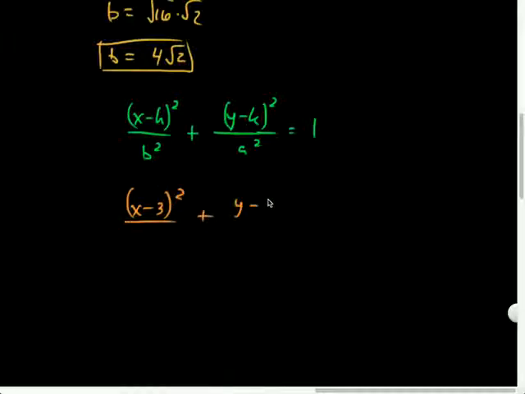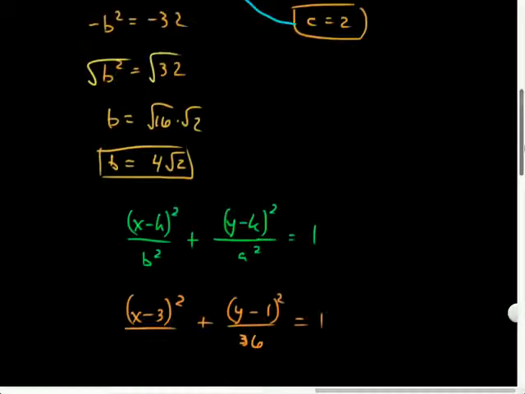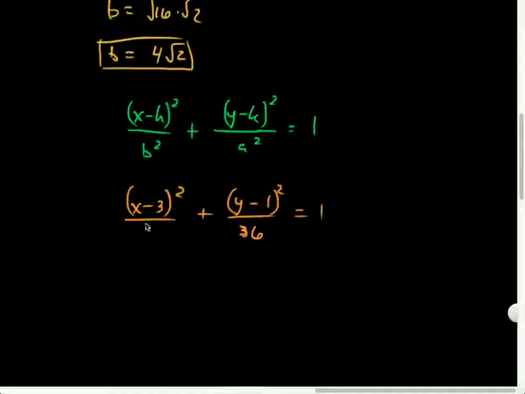Y minus 1. Wait, positive 3, right? And positive 1. It was positive for both of them, I think. So these would be minus signs, yeah. Equals 1. Let's see these denominators. A was equal to 6. So 6 squared is 36. And B is equal to 4 roots of 2, or the square root of 32. And if I square that, I get 32 over here.